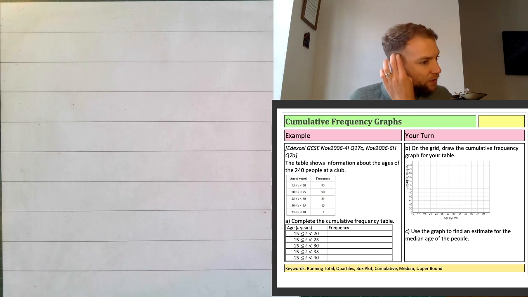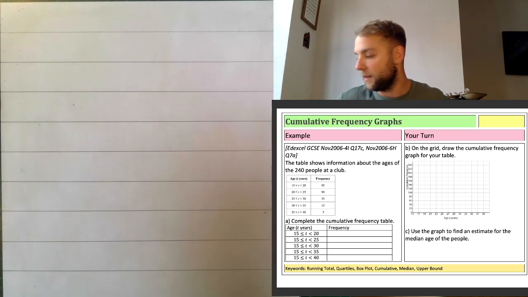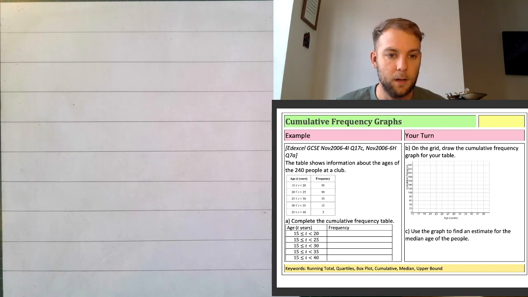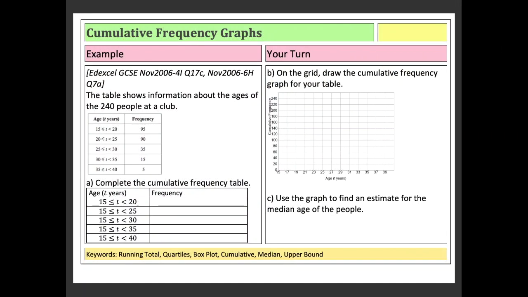So if I have a look at this first graph here, I'll make this big for you so you can see it. Here we've got our graph, and it says the table represents the ages of 240 people at a club, and then they've got the ages there and the frequency. So complete the cumulative frequency table below.